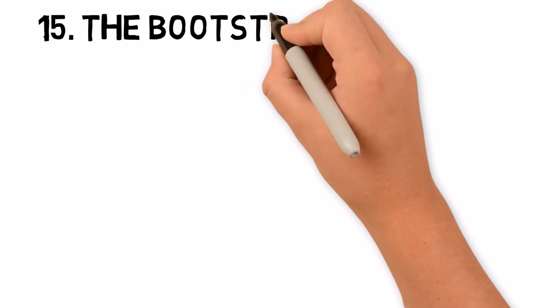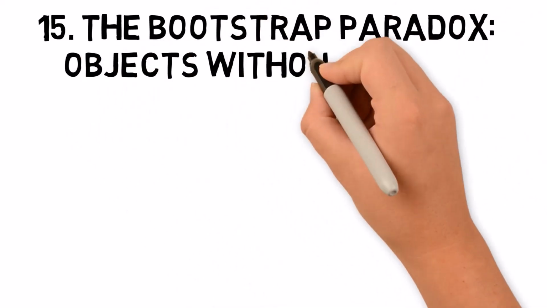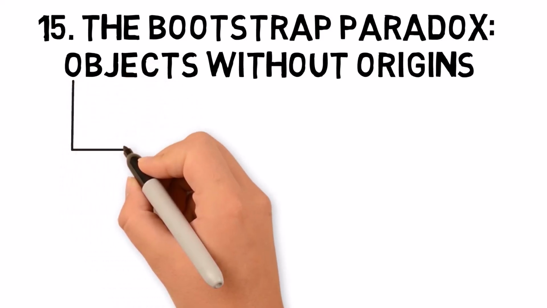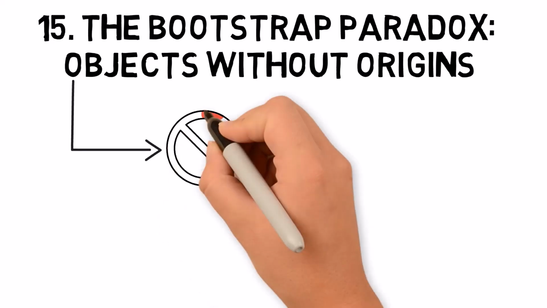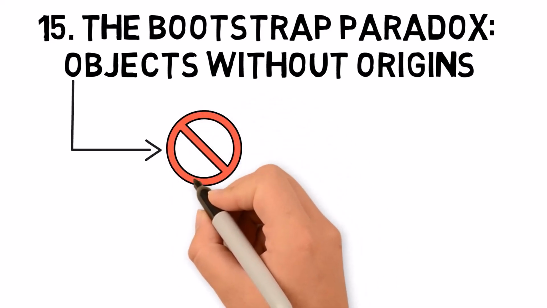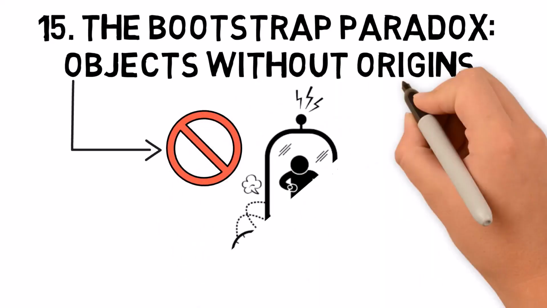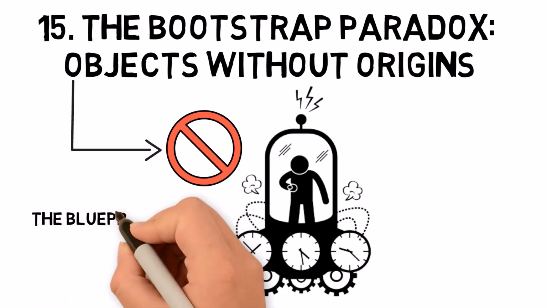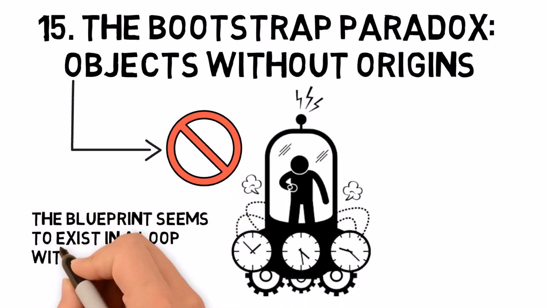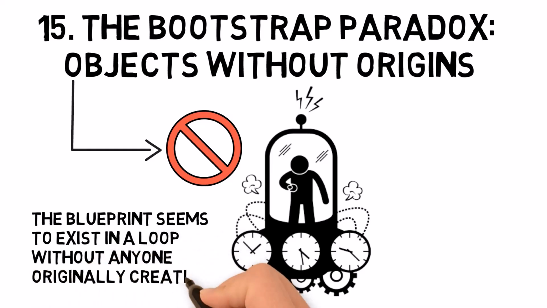15. The Bootstrap Paradox. Objects without origins. The Bootstrap Paradox is another time travel paradox, where an object or piece of information exists without a clear origin. For example, if a time traveler goes back in time and gives someone an invention blueprint, which then gets passed down until it reaches the time traveler who takes it back in time again, the blueprint seems to exist in a loop without anyone originally creating it.